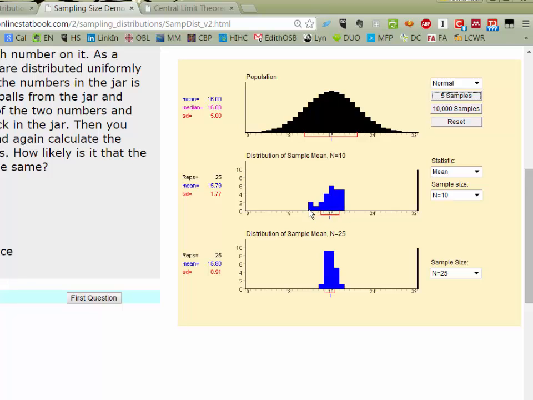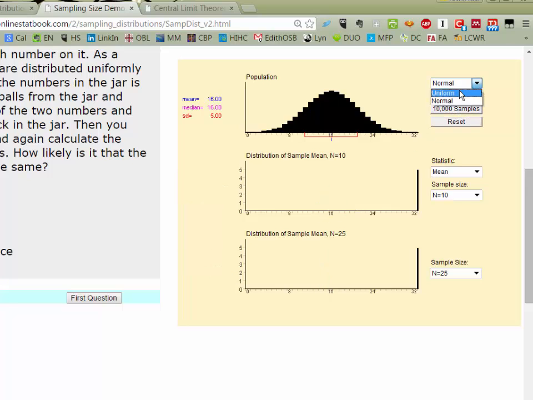It also looks like there might be a wider spread. So let's draw 10,000 samples and see what we get. As we draw 10,000 and then 20,000 and then 30,000, both of these distributions of the mean are looking normal, which we expect because the original distribution was normal. But notice that the spread is much less when the sample size is 25 than it was when the sample size is only 10.